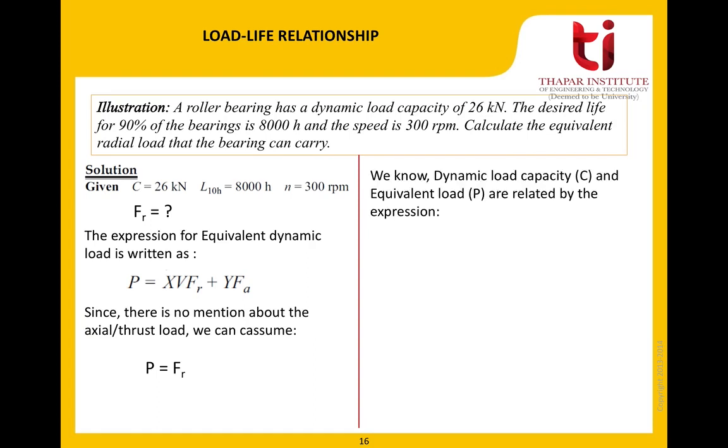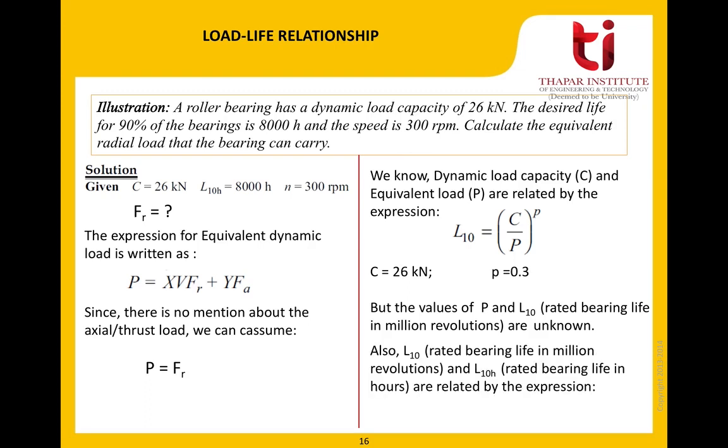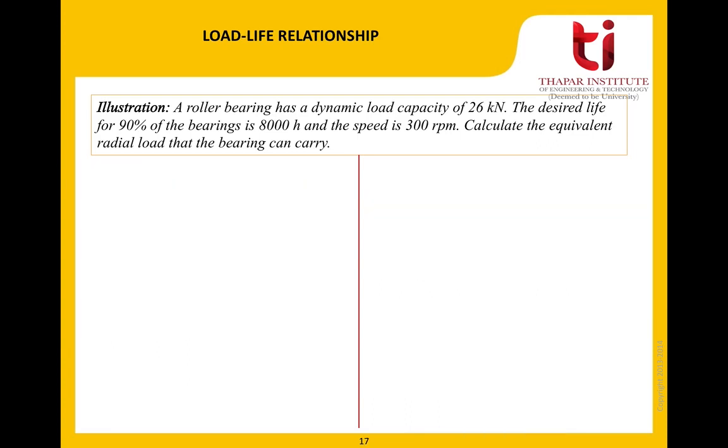We know that dynamic load capacity C and the equivalent load P are related by the expression L10 is equal to C by P raised to power small p, where C is 26 kilonewton and small p is equal to 0.3. But the values of P and L10, that is the rated bearing life in million revolutions, are unknown. We also know that L10, the rated bearing life in million revolutions, and L10H, the rated bearing life in hours, are related by the expression L10 is equal to 60 N L10H divided by 10 raised to power 6.